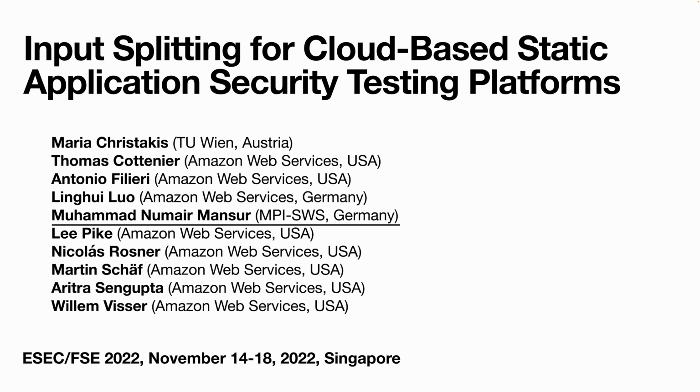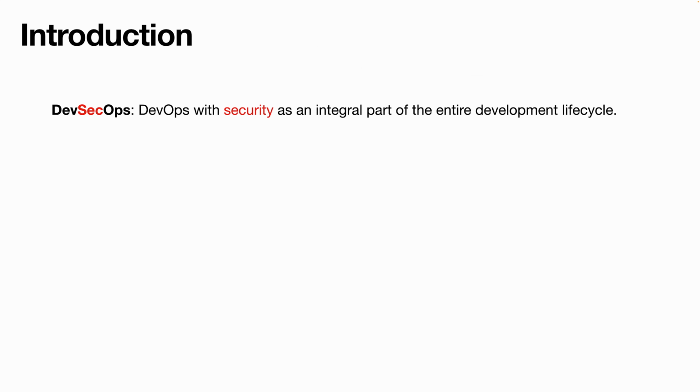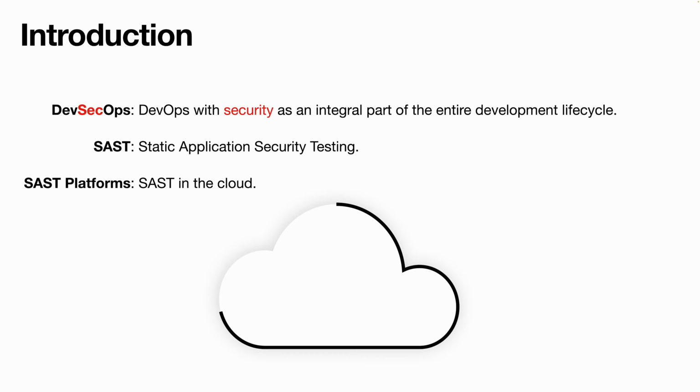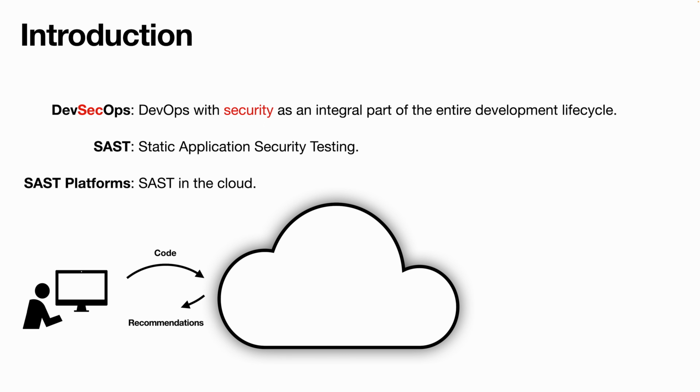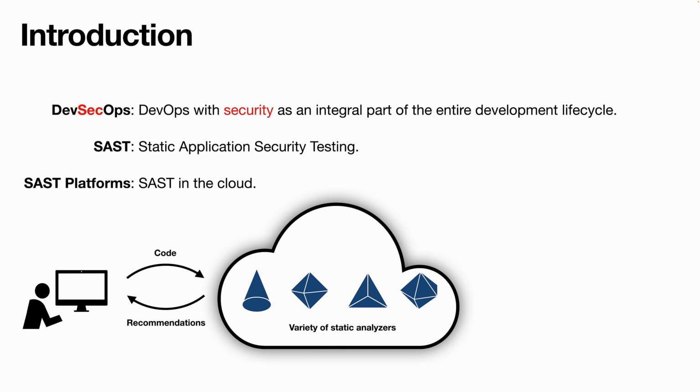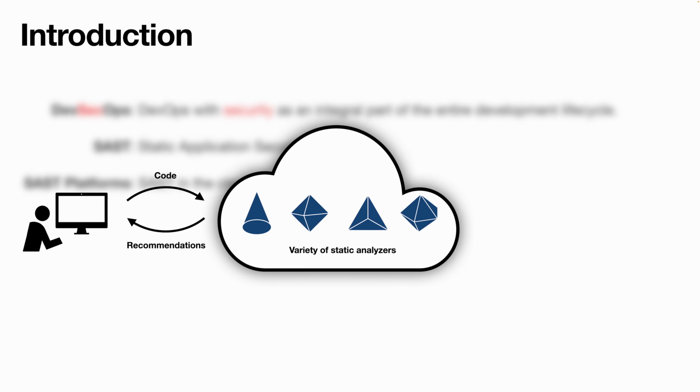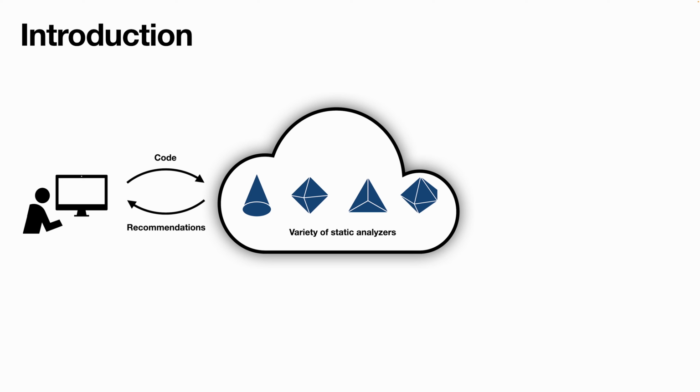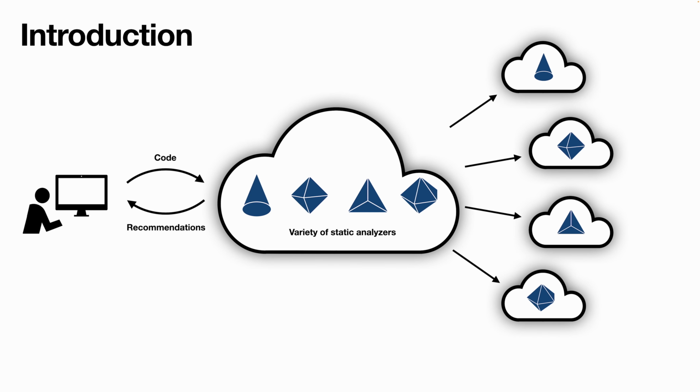for cloud-based SAST platforms. As development teams adopt DevSecOps practices, there is a growing demand for easy-to-use cloud-based SAST platforms that provide a simple interface through which developers submit their code and receive recommendations on how to improve their code. Internally, such platforms may employ a variety of static analysis tools. These individual analysis tools are containerized and instantiated on demand on cloud-based machines.